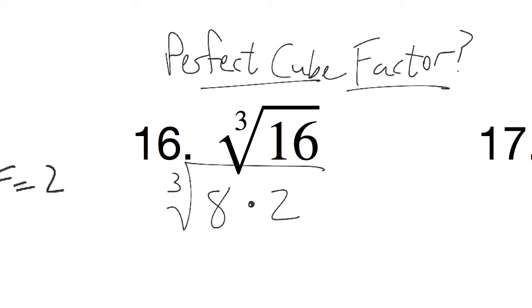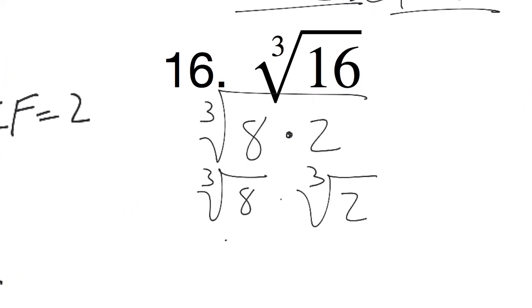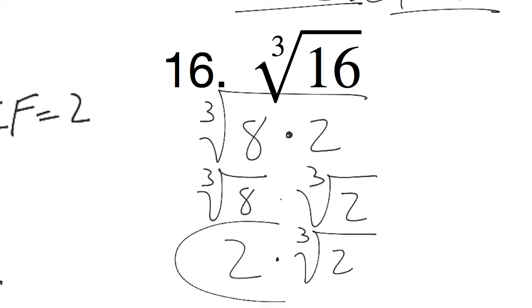So let's take the cube root of 8 times 2. Well, that's going to be the cube root of 8 times the cube root of 2. What number times itself 3 times is 8? 2 times the cube root of 2. That is simplified.